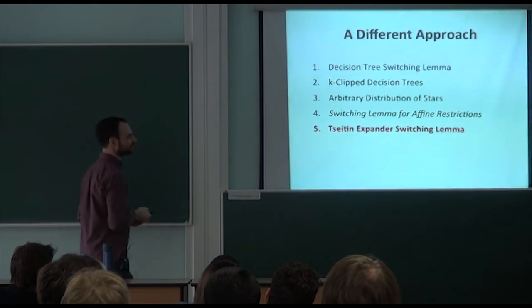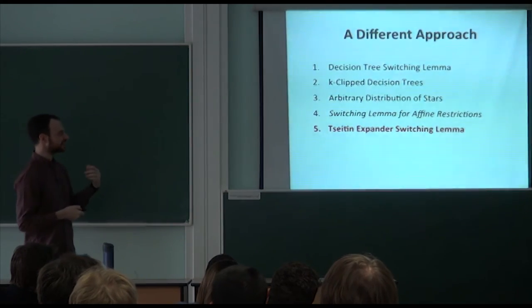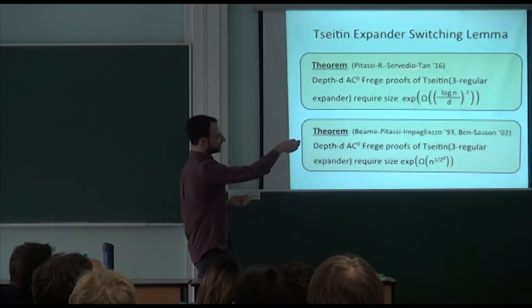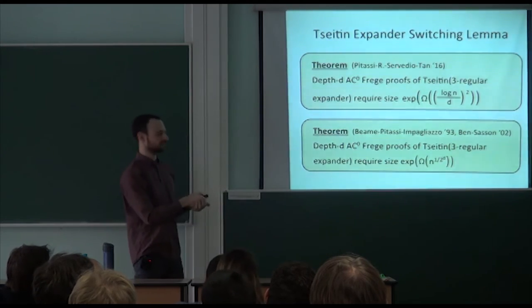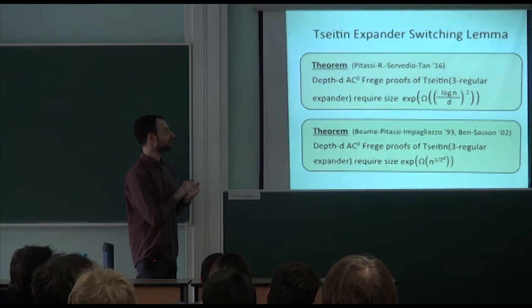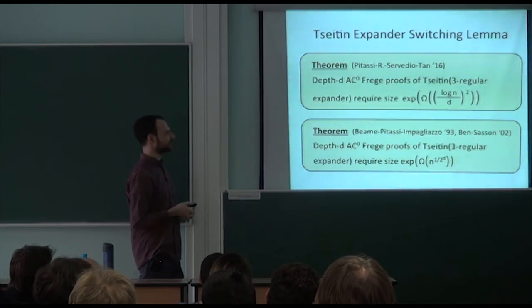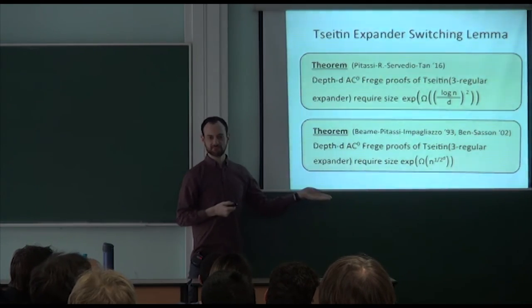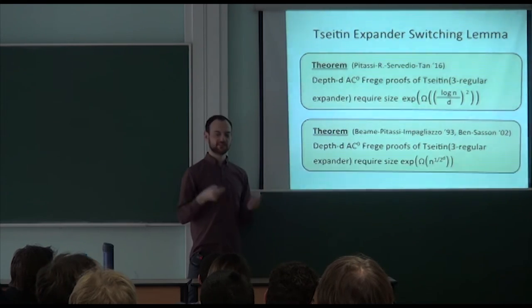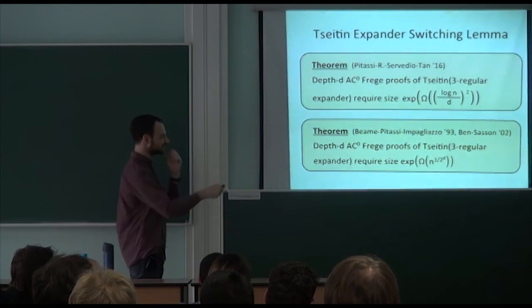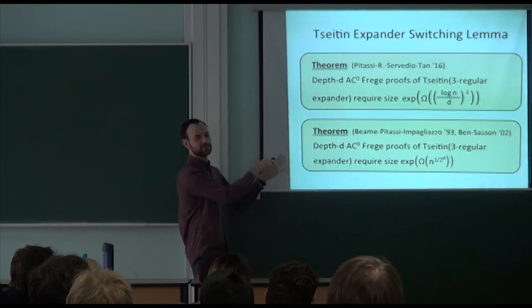Now, we defined all this. I should say this comes from a recent joint work with Toniann Pitassi, Rocco Servedio, and Li-Yang Tan, and we use it to prove a result in proof complexity. We're going to be looking at a particular distribution on affine subspaces. But let me just tell you what the application is.